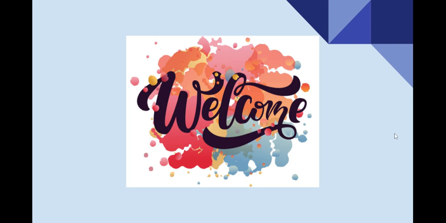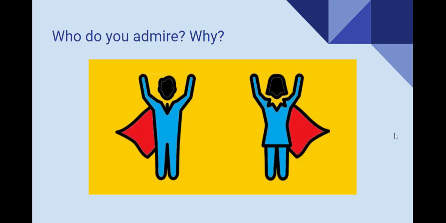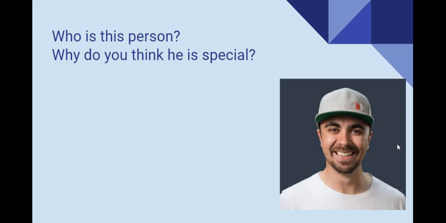So first, think about at least one person you admire and the reasons why you admire him or her. Think about this so we can share in class. Great. Now, do you know who this person is? And what do you think is so special?